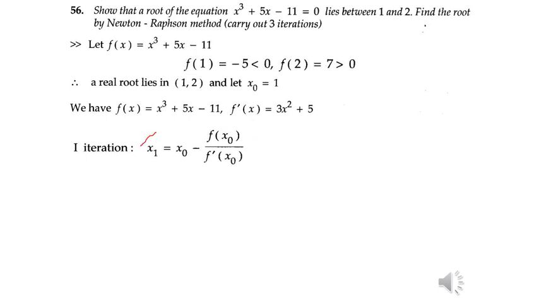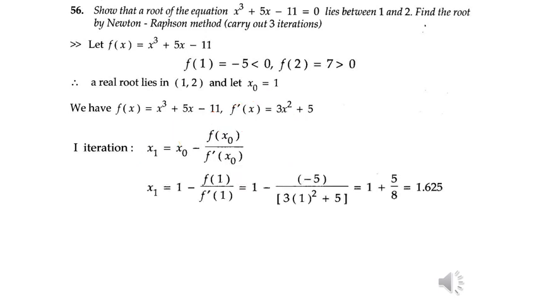This is the first iteration to find x1. Put the x naught value, which we have taken as 1, in this place. F of x naught, that is f of 1, we need to put here, and f dash of 1 we need to find and put in this place. So here we have put x naught as 1 everywhere in the formula and simplified. If you simplify, your final answer will be 1.625.